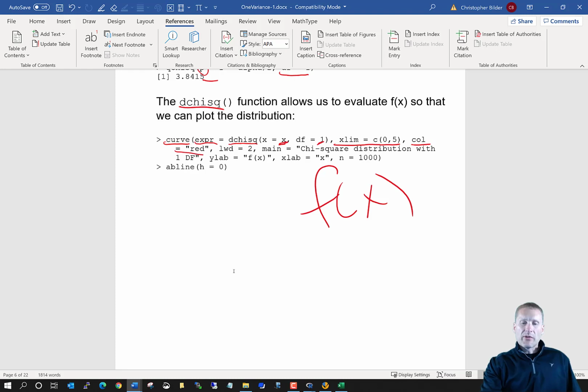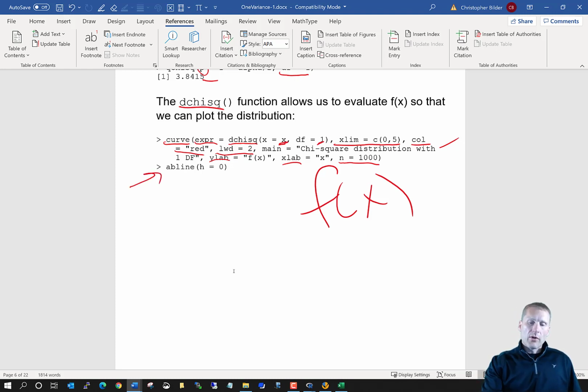It's going to be nicely represented by a red line. The line width is going to be 2 times the default. I put a nice little title in my plot with the main argument, y-axis label, x-axis label, and I'm going to evaluate this f of x value at 1,000 different values from 0 to 5 equally spaced. So I start at essentially a little bit greater than 0, then go to maybe, let's say, 0.1, 0.2, get f of x every single time. And then I can plot f of x.